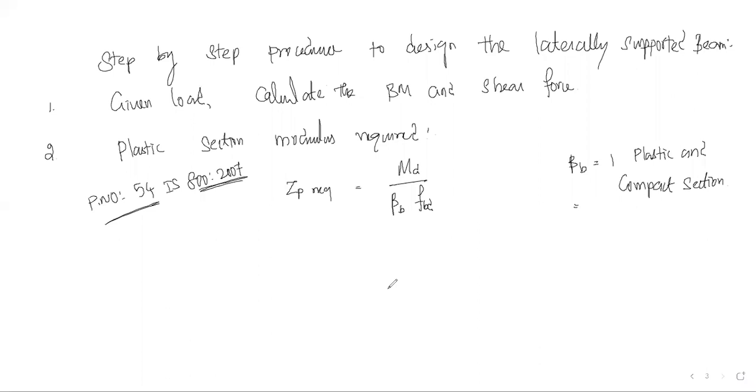So for beta B, the value is equal to 1 for plastic and compact sections. In case of a semi-compact section, we have to go with ZE by ZP for the beta B value. Okay. So next, from here we have to get some values, the ZP values.